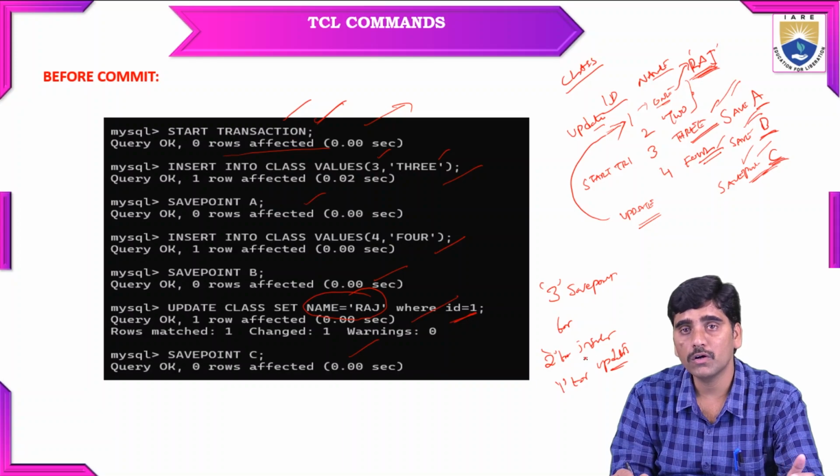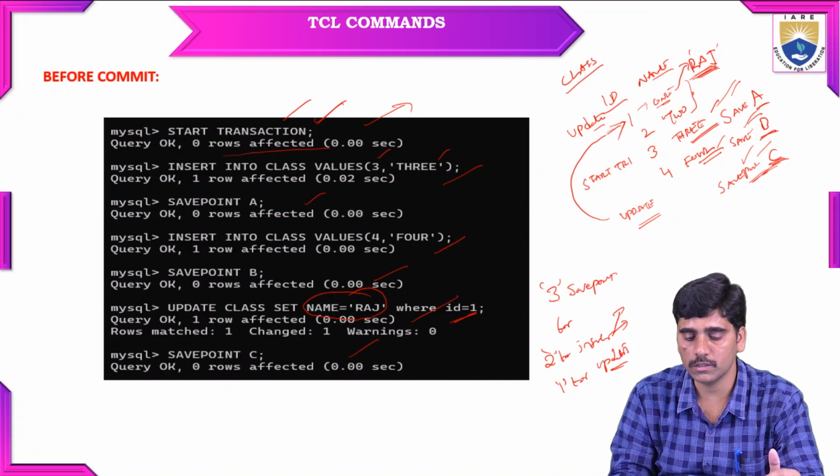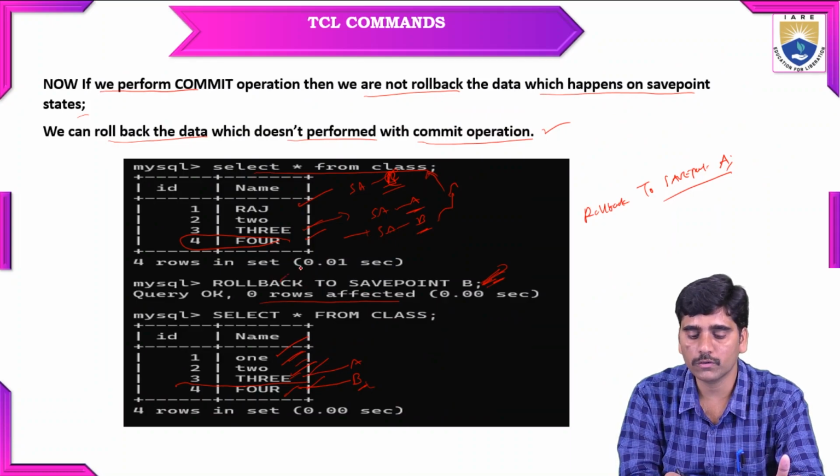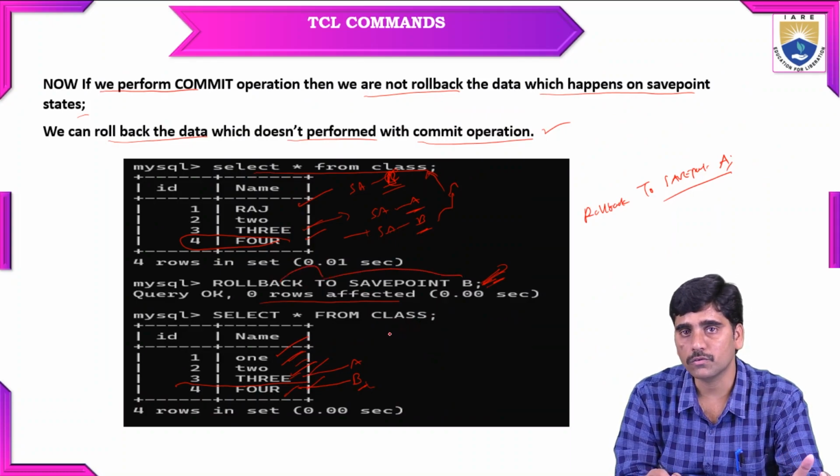So if I want to roll back the data to before the third value was modified, or to the second value, I can roll back up to save point A or save point B. So I can roll back the data to save point B, or else roll back to save point A. This is all before the commit operation, so we can roll back the data to save point A and to save point B.